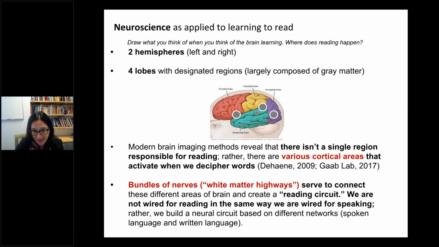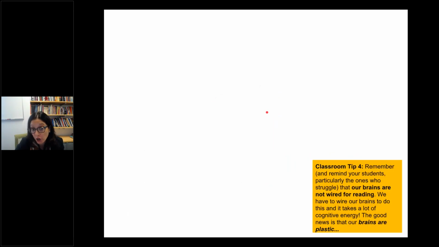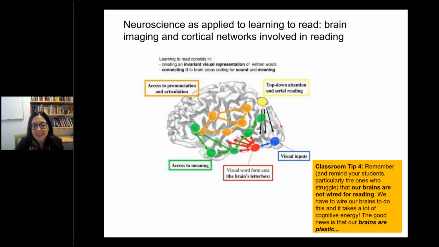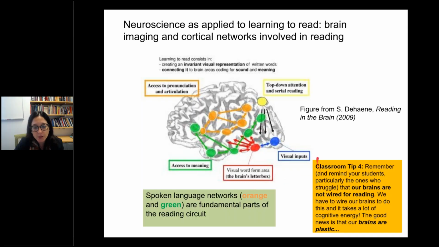So this is not an easy task, right? This is something really, really hard. And another way of thinking about this looks like this. So this is from a book that I recommend highly called Reading in the Brain.